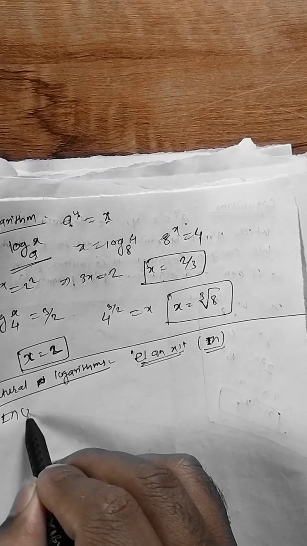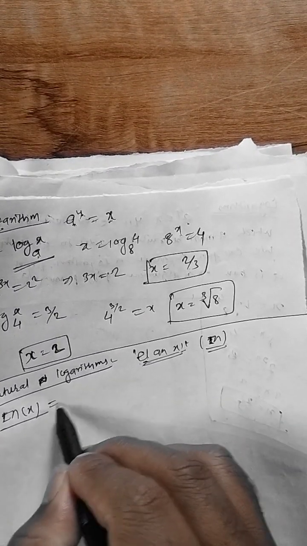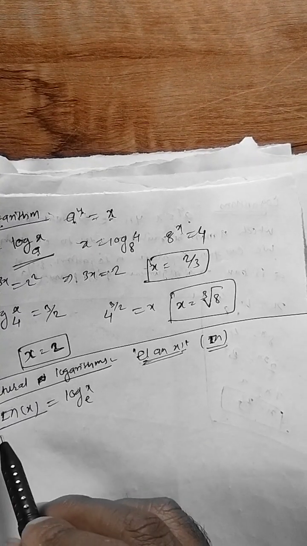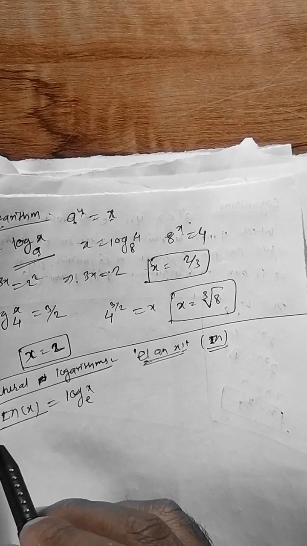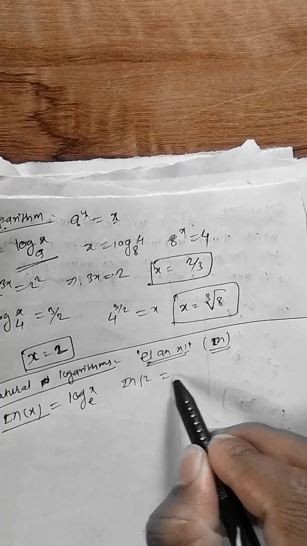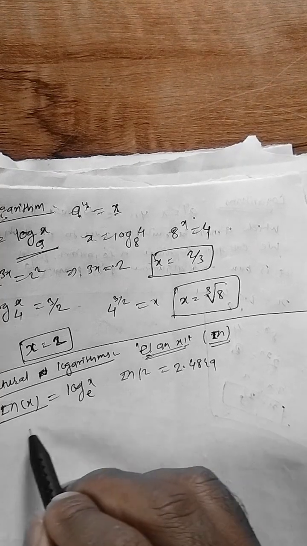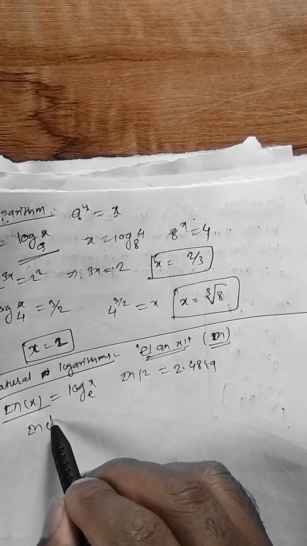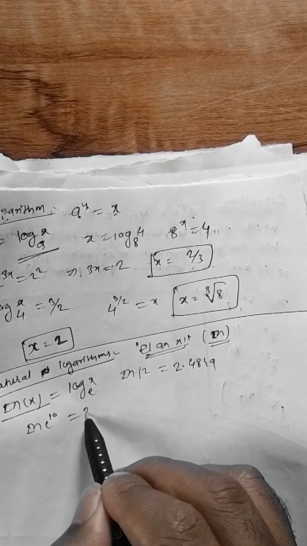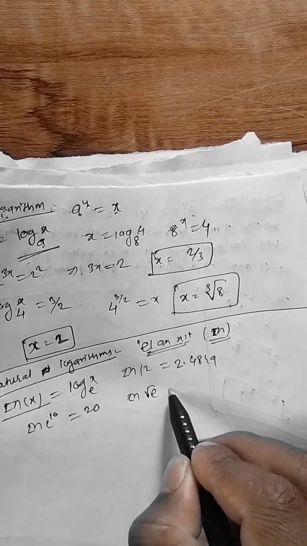So ln x is log of x to the base e. ln 12 is equal to 2.4849. ln e to the power 10 is equal to 10. ln of square root of e is equal to half.